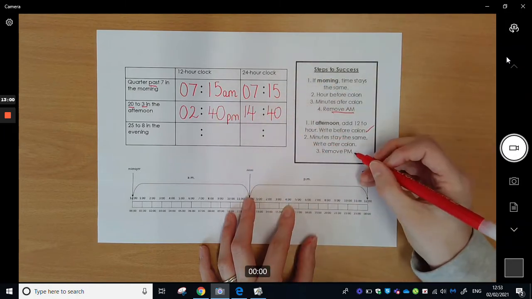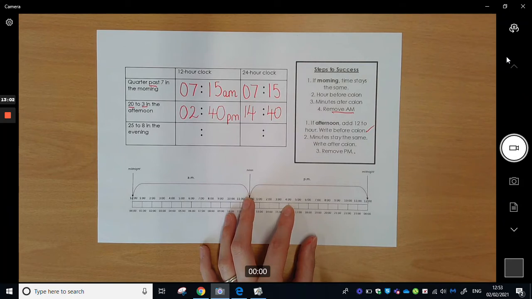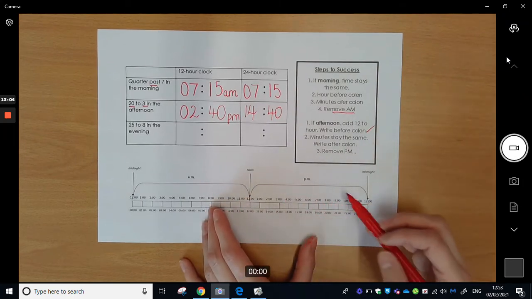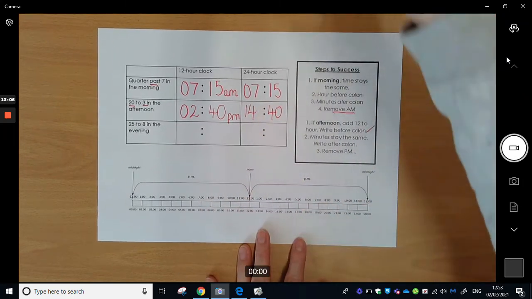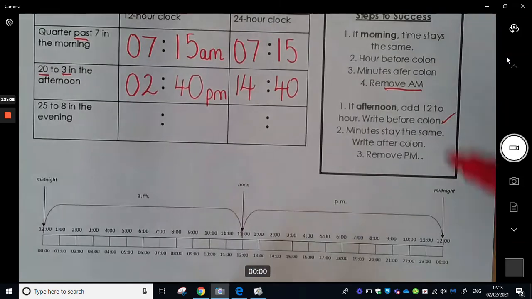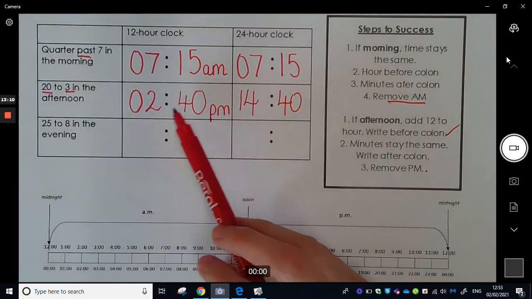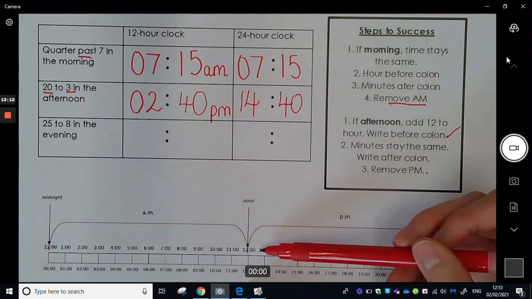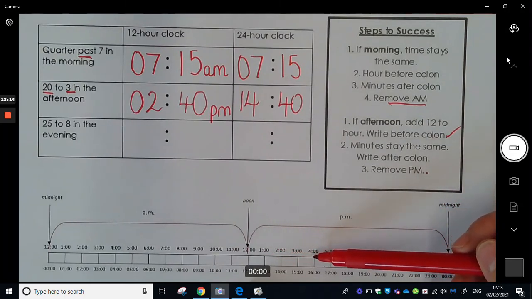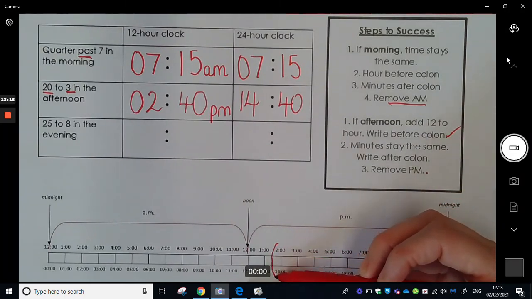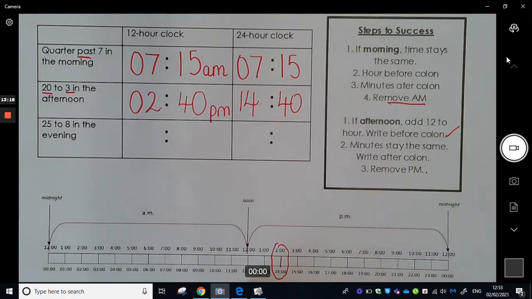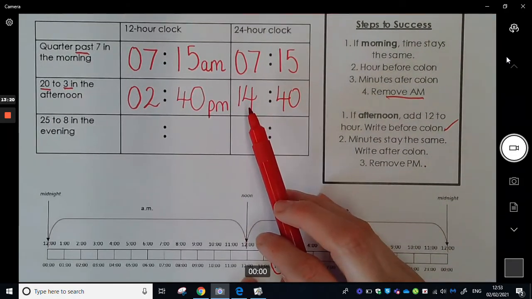14:40, and I don't put PM on the end. I remove the PM because it's telling me that it's 2 o'clock in the afternoon. I'm just going to go to here to check. So I knew it was 2:40 PM. So my hour is 2, so I'm going to look for 2 o'clock. It's here, and I can see it is in line with 1400. So I've got this one correct.